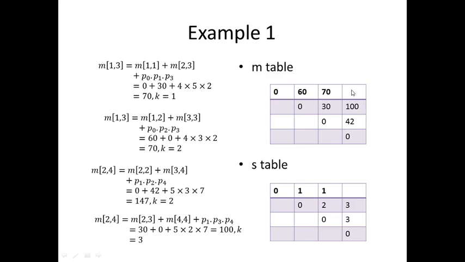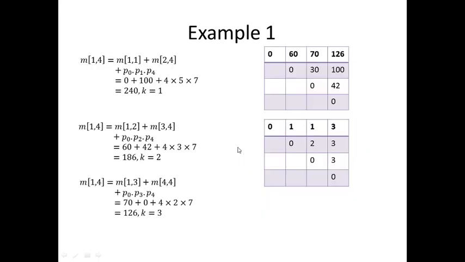Then you are filling this cell, which is actually M14. And what is this M14? M14 is quite interesting. This is the final answer. M14 means multiplying the matrices A1, A2, A3, A4. What is the optimal choice? There are 3 k values possible, k equal to 1, k equal to 2 and k equal to 3. You compute the values for each of them. When k equal to 3, you get the optimal number of multiplications, that is 126. Here k equal to 3 means A1, A2, A3 together inside one bracket, then A4 outside that bracket.